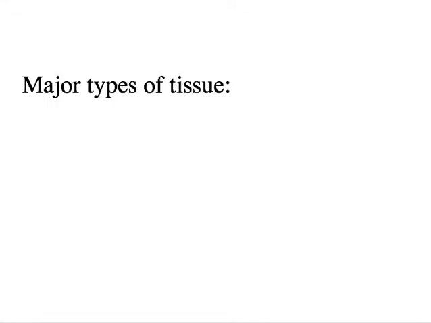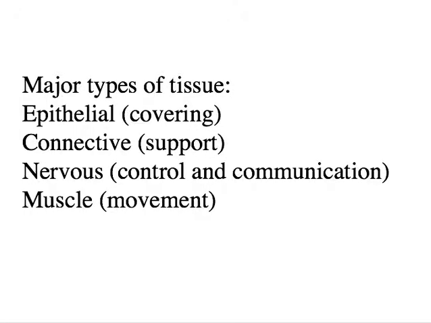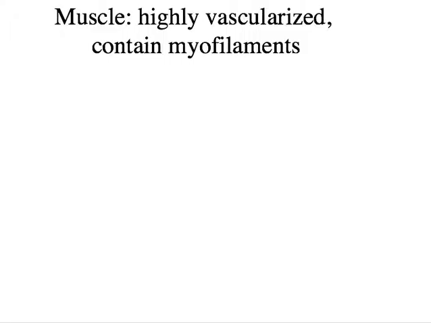Just a refresher here, there are four major types of tissue: epithelial tissue, which is for covering, connective tissue, which is for support, nervous tissue, which is for control and communication, and muscle tissue, which is meant for movement. Now, the last of the tissues we have to cover, you may notice, I think there's probably a lot of information running around in your mind right now, but we do only have one left to cover, and that is muscle tissue.